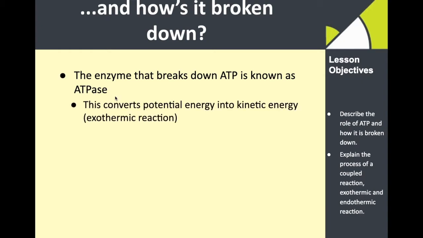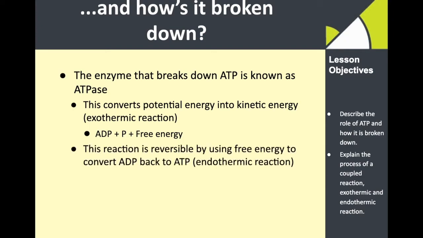What the breakdown of ATP does, though, is when ATPase comes along and it breaks that terminal bond, it converts potential energy into kinetic energy. So kinetic energy is kind of moving energy, and that's called an exothermic reaction. So an exothermic reaction is when energy leaves an area. So we've got this bond that's tightly packed. Because energy goes away, the heat goes away, that is called an exothermic reaction, and leaves us with this ADP plus P plus free energy, and that's also worth putting in your exam question.